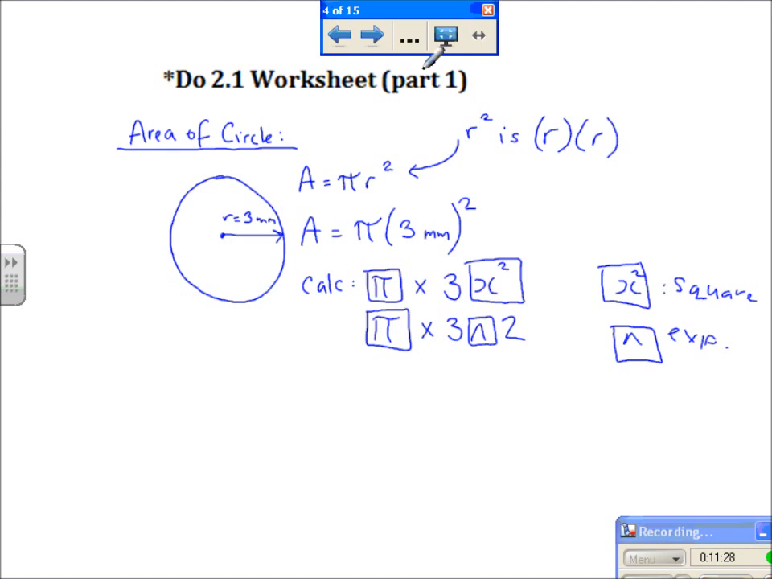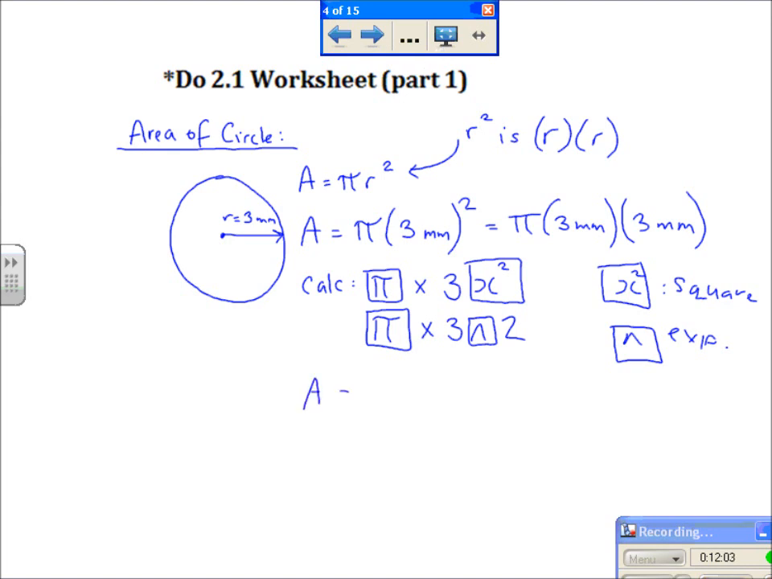You want to get used to using that on your calculator. Figure out which buttons you have. The other way I could have done this in my calculator is like this. Pi times 3 millimeters. Instead of saying squared, I know that squared just means to multiply again by 3 millimeters. That's what squared means. It means multiply by that number again. So I could also put in pi times 3 times 3, so 9 pi.